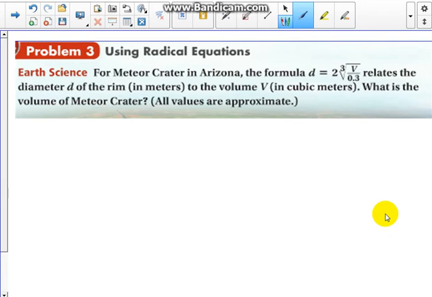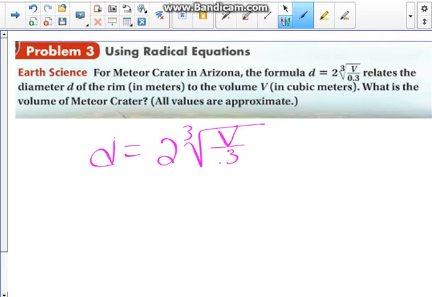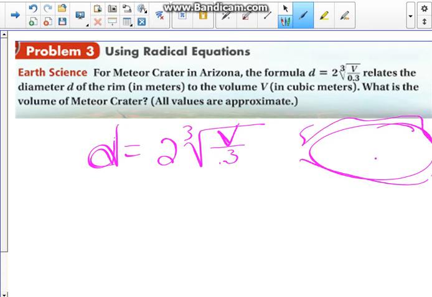Okay, our next problem is a word problem, and it says for a meteor crater in Arizona, the formula D equals 2 times, I'm going to write this as we go, 2 times the cubic root of V over 0.3 relates the diameter D, so this is our diameter, of the rim in meters and the volume V in cubic meters. And we're talking about the giant crater in Arizona where a meteor hit and blew all the dirt out. It's a giant crater. So we're looking for the volume that this huge crater can hold.